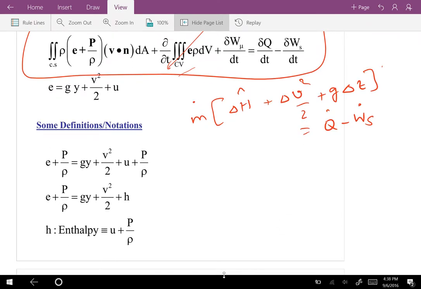Okay, again, the standard definition: E plus P over rho, which is gravitational potential energy plus V squared over 2 plus U plus P over rho. U plus P over rho is your enthalpy per unit mass, right? And again, E has units of joules per kg.